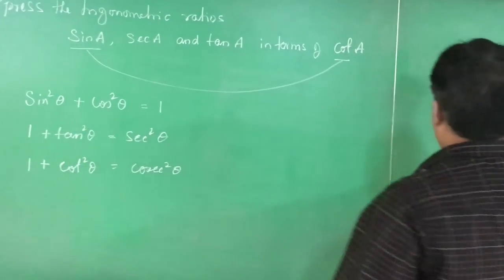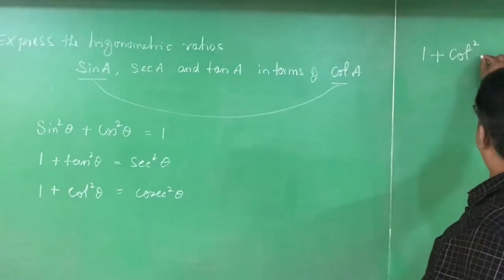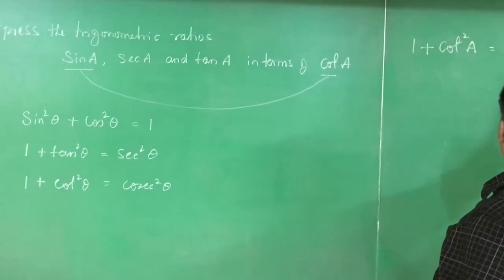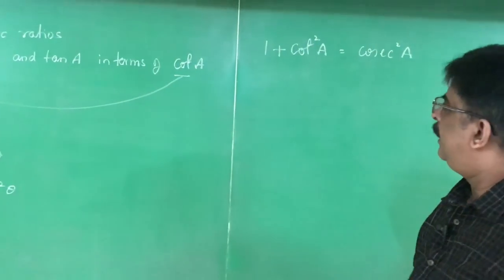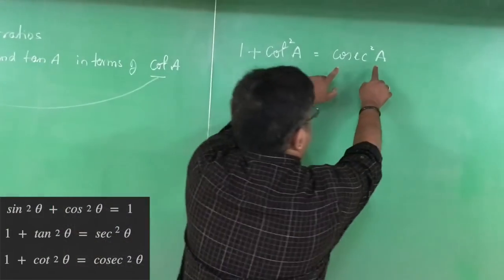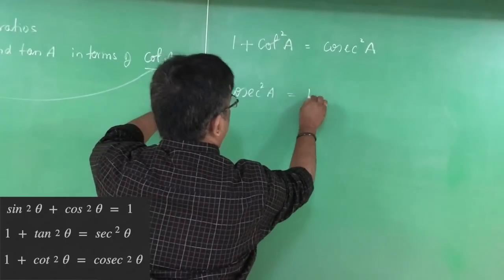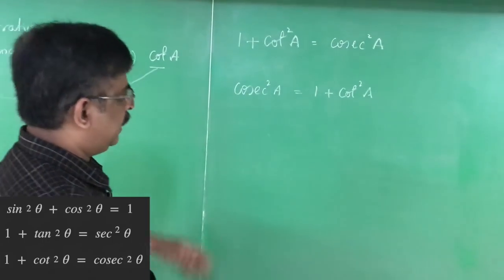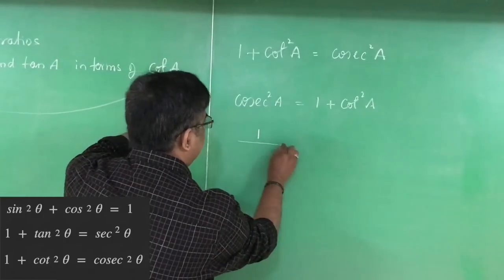Therefore, what I do is I write 1 plus cot square A, as cot square A is given, is equal to cosecant square A. This is the identity, right? Now I wanted to express sine in terms of cot. Therefore, I write this one first. Cosecant square A is equal to 1 plus cot square A. There is no difference, right? LHS, RHS are interchanged. Now this is written in the form of 1 by sine square A.